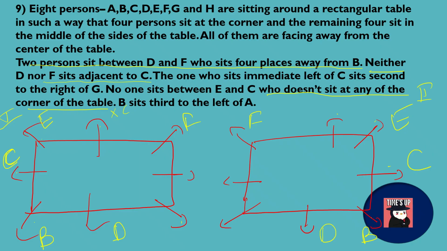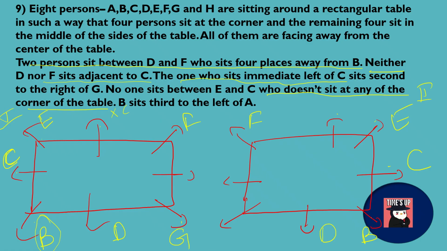Next, what are they saying? The one who sits immediate left of C, whoever is sitting immediate left of C, that is B. Correct? Sits second to the right of G. Second to the right of G. So G will be here.